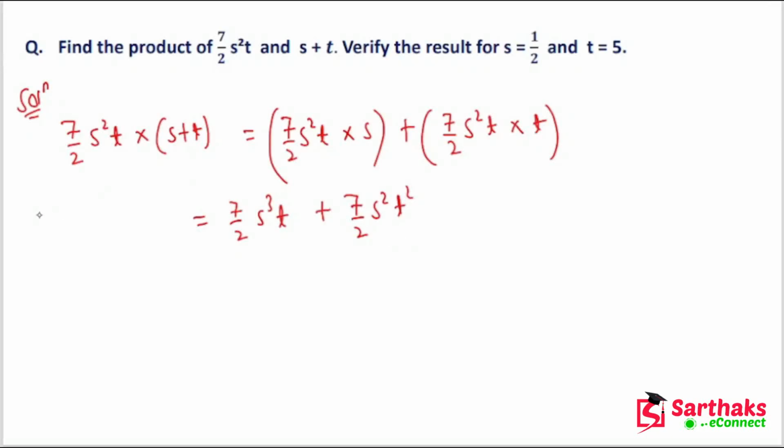So we can write like this also. 7 upon 2 s square t into s plus t. So this is the result which we have to verify. So let us take the LHS.